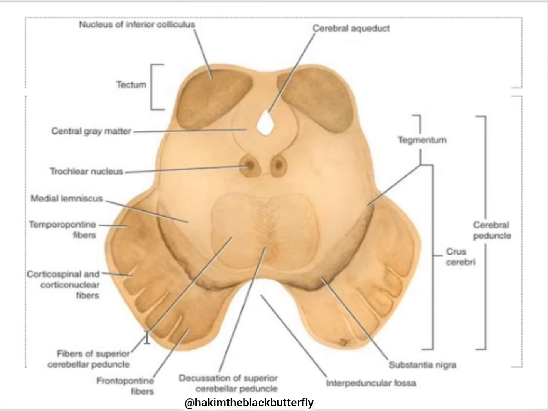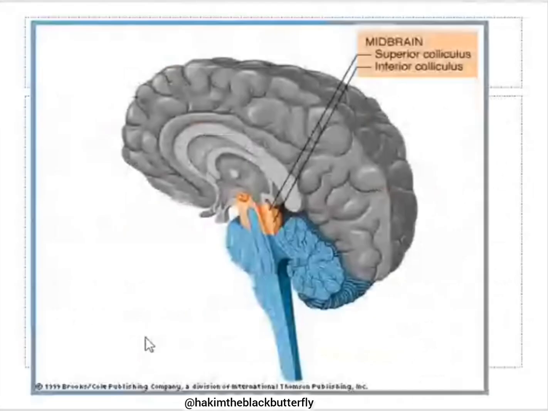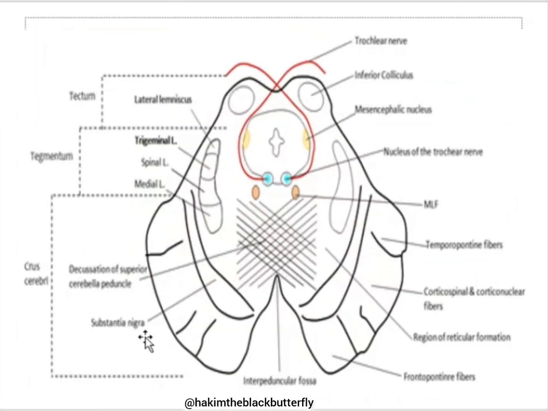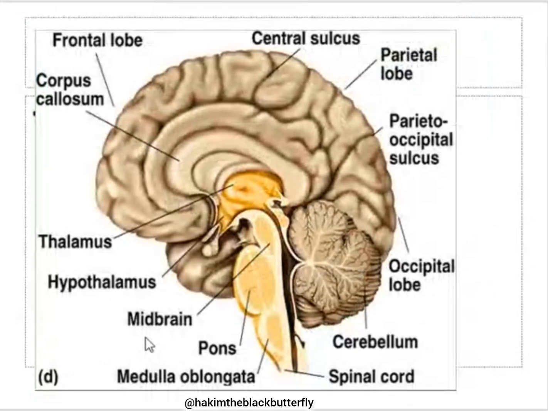I wanted us to see the colliculi. However, I may not have a very good image of the colliculi to show you. However, let me at least show you. This is the medulla oblongata. This is the pons. This is the midbrain. In sagittal section, this is the midbrain.